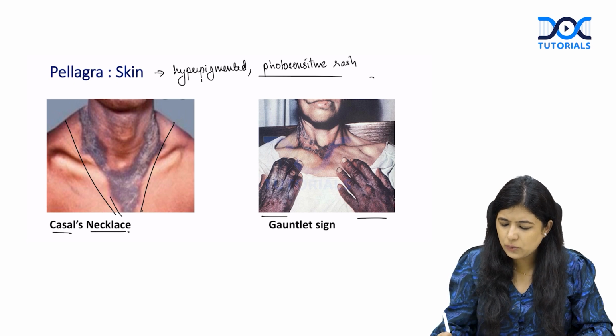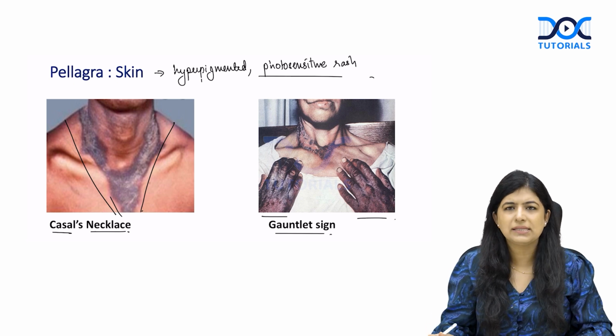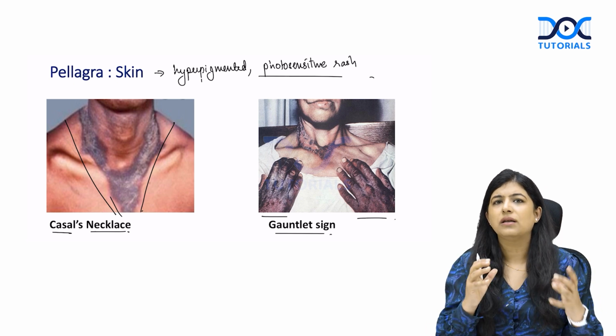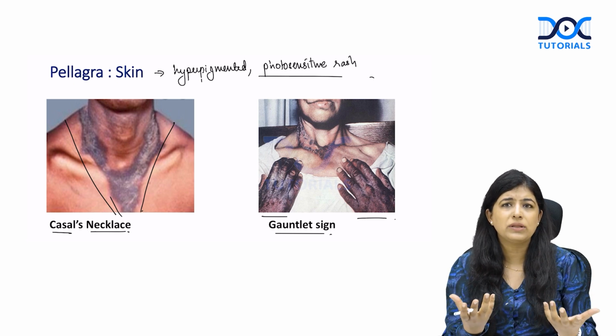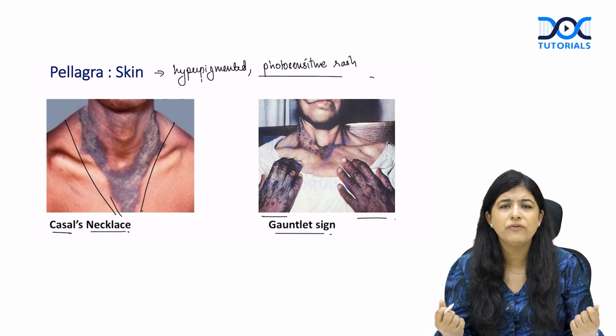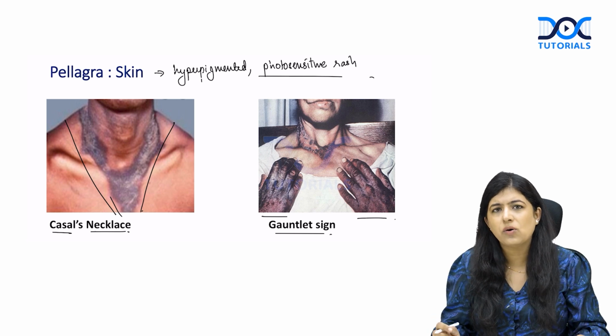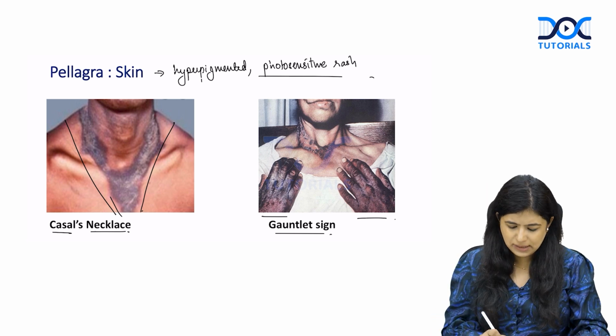Now, similar rash when present on the hands is called as the gauntlet sign. Gauntlets were metal gloves which were worn in the older times. You might have seen that on the hands of some villains in old Hindi movies. So that is why it is called as the gauntlet sign.